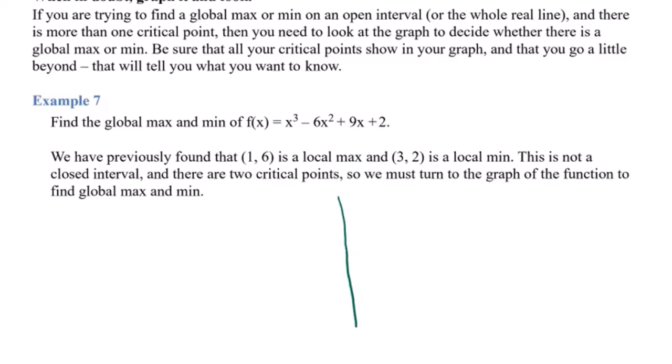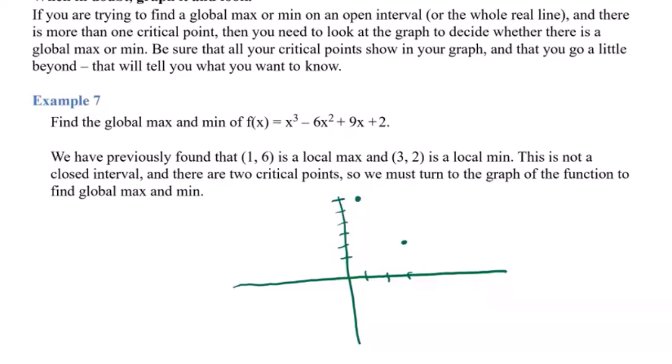So what do we know? We know we have a local max at 1, 6. We know we have a local min at 3, 2. We're not on a closed interval. We have these 2 critical points. So let's find our y-intercept.